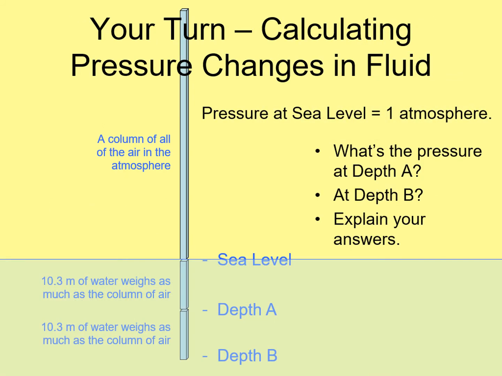You can get the main idea about pressure changes in either the atmosphere or the ocean from this Your Turn. If the weight of the Earth's whole atmosphere pushing down on sea level gives a pressure that we call 1 atmosphere, then what is the pressure at depth A? At depth B? Notice that we chose A to be 10.3 meters down, under a depth of water weighing just as much as the atmosphere weighs, and B is another 10.3 meters down.